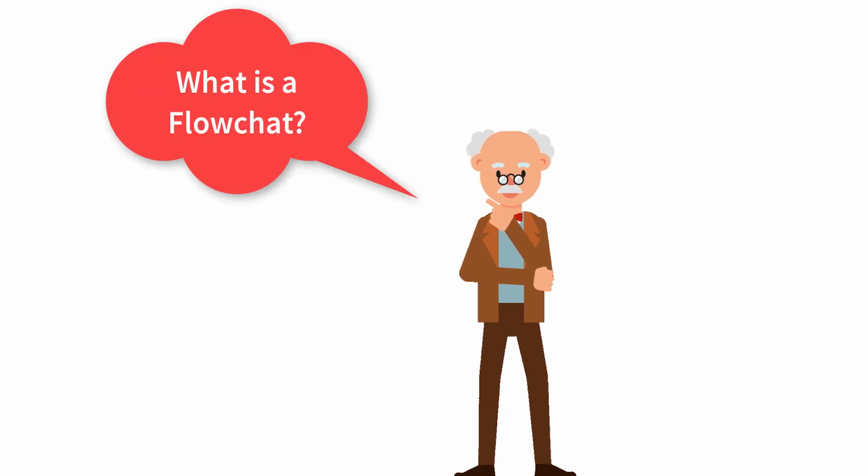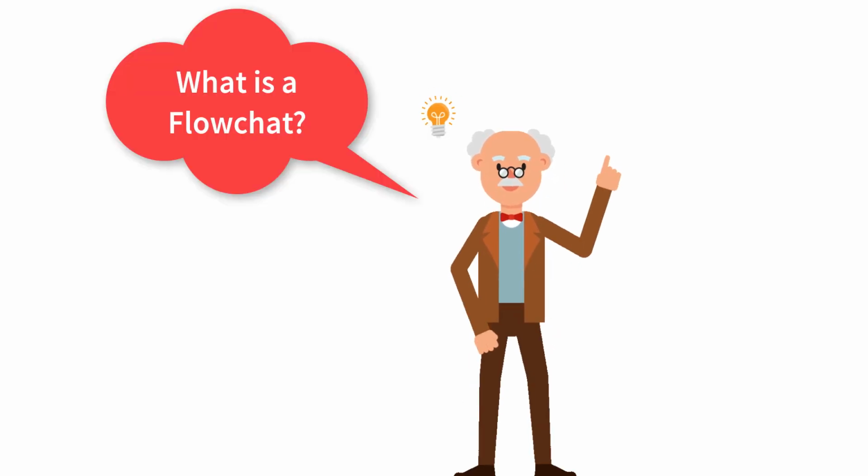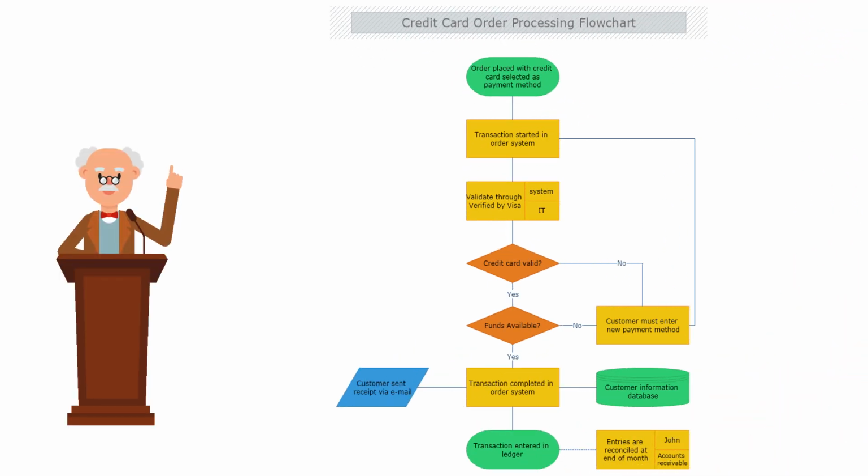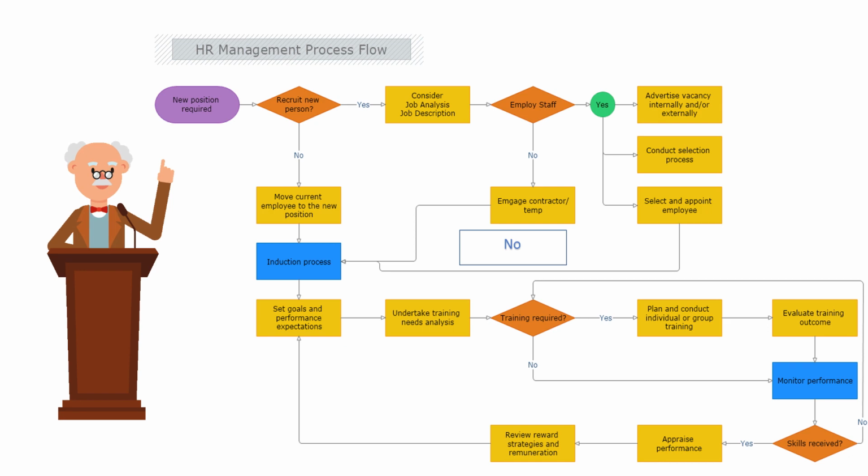What is a flowchart? A flowchart is a type of diagram that represents a workflow or process. A flowchart can also be defined as a diagrammatic representation of an algorithm or a step-by-step approach to solving a task.